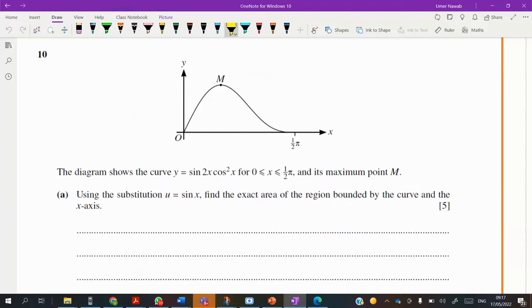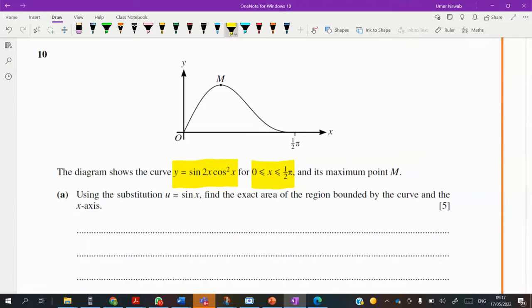It is related with definite integrals, area under the curve. So let's start it with the equation of a curve, which is y equals sine of 2x cosine square of x, that is, a product of two trigonometric functions. The range is given to us from 0 to pi by 2.